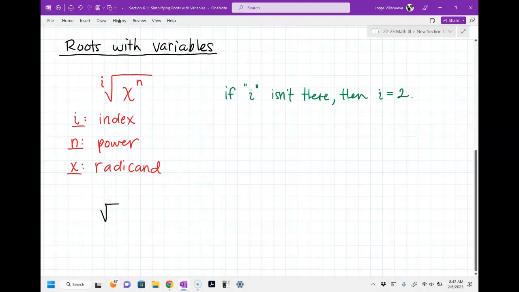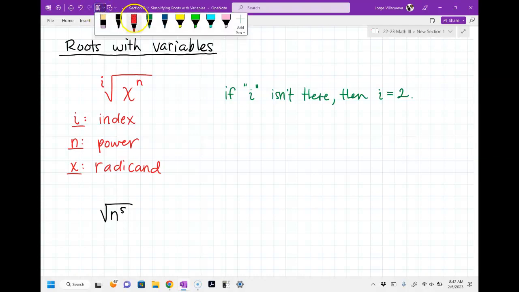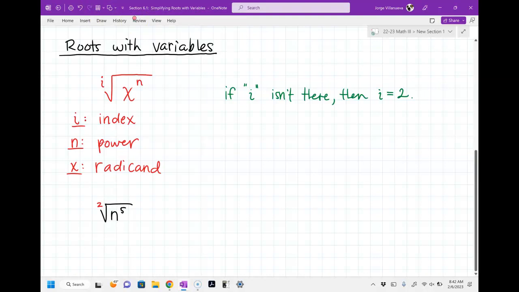So if I do the square root of n to the 5th, my index is a 2 because it's not there. Now notice my index and my power don't match. I got to make them match, so I'm going to break this apart. I'm going to leave that little index right there. Instead of n to the 5th, I'm going to write n squared, n squared, n. That's n to the 5th. If you want, you can write n to the 1st. That's 2 plus 2 plus 1, right? That's 5.